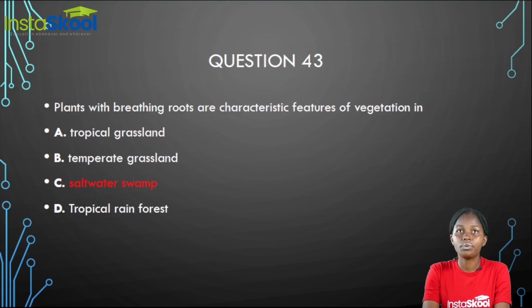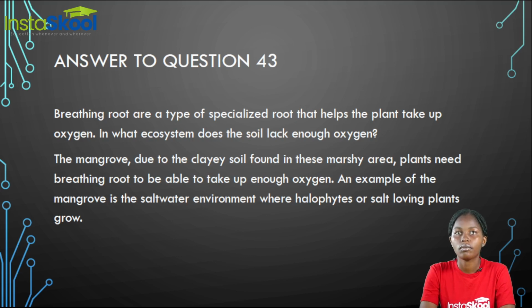Plants with breathing roots are characteristic features of vegetation in dash. Breathing roots are a type of specialized roots, and they function in helping plants take up oxygen. Now, in what ecosystem does the soil lack oxygen?